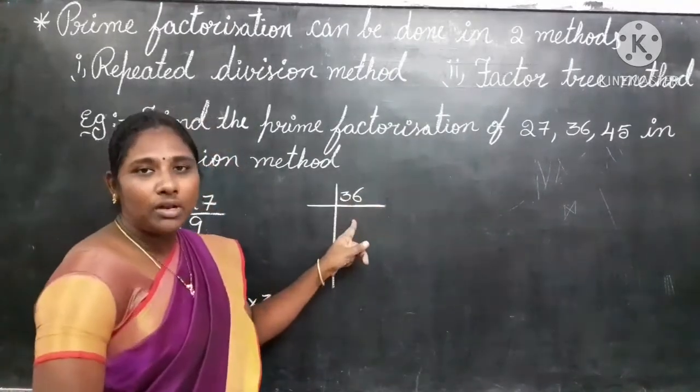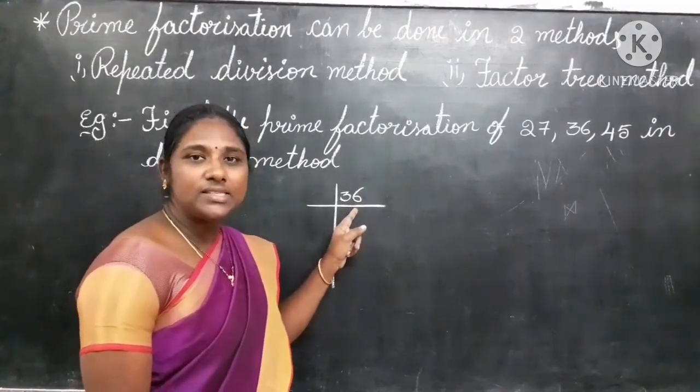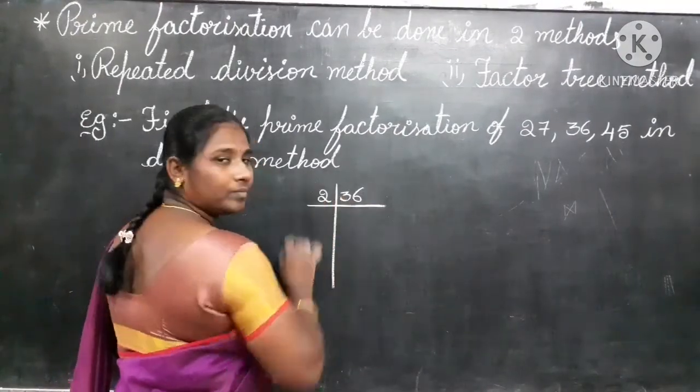36 will come in 2 table. Yes. How? It ends with 6. Ones plus digit 6 is there, it is divisible by 2. So we have to check with the 2.